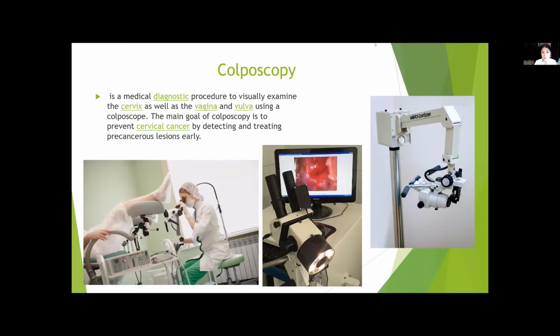Colposcopy is a medical diagnostic procedure to visually examine the cervix as well as the vagina and vulva using a colposcope. The main goal of colposcopy is to prevent cervical cancer by detecting and treating precancerous lesions early.